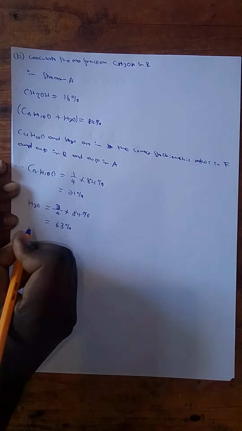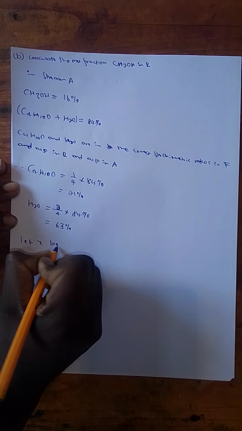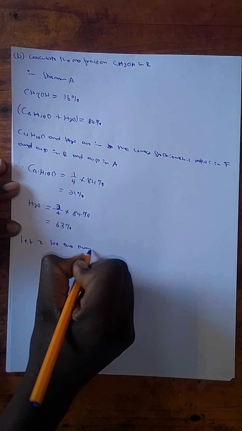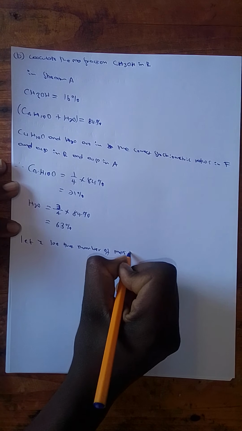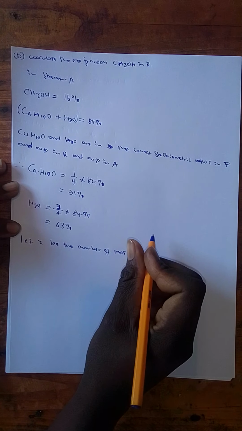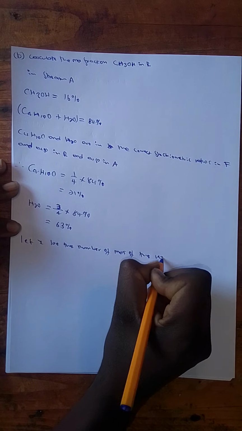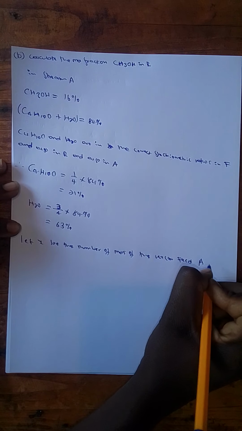So let's just say, let X be the number of moles of the reactor feed A, right?